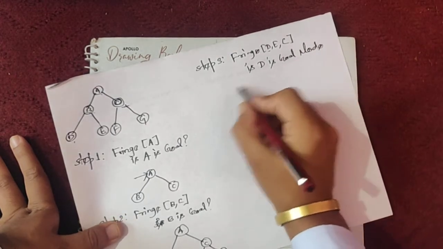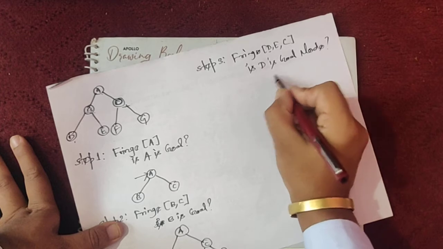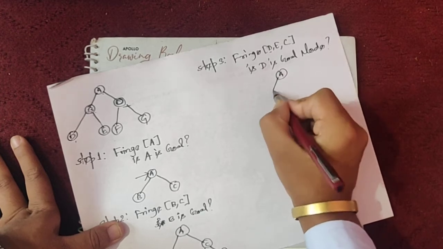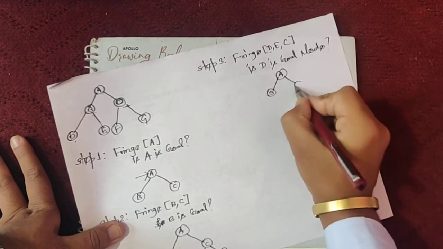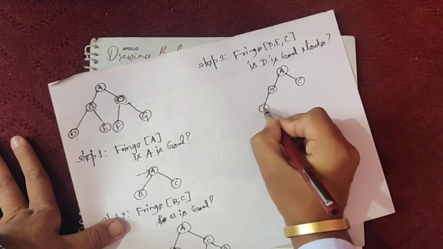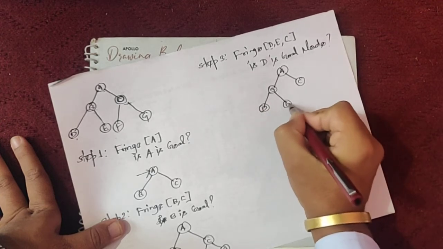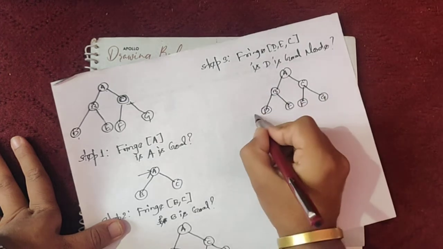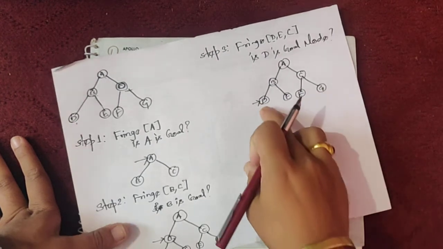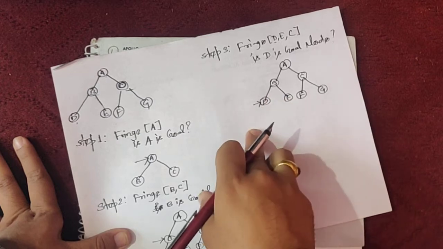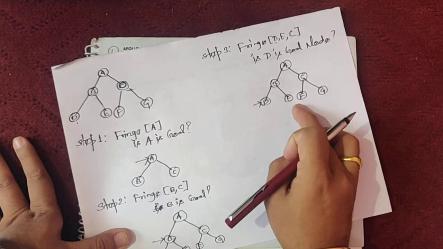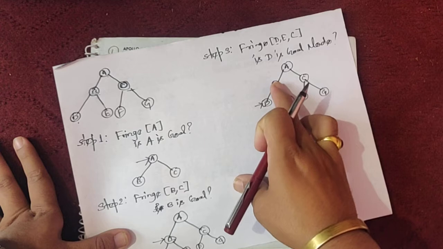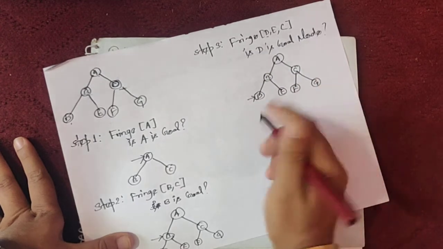Okay, that means our figure becomes like this: A, B, C, D, E, F, G. So it checks here. Since D has no child node, we move to the right, to the next node of B. So we move to E.